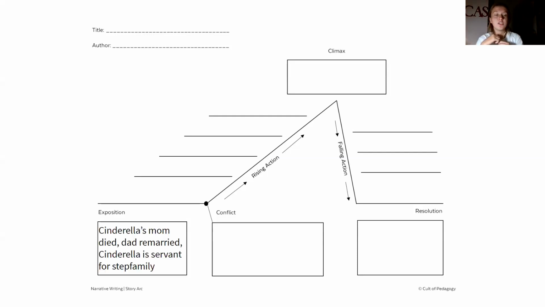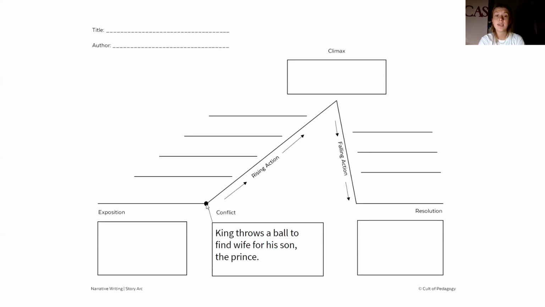So the exposition, aka what is normal, right? So Cinderella's mom died when she was little. The dad remarried to her new stepmother, and Cinderella's a servant for the stepfamily, right? That one's pretty clear. Everyone kind of knows that story. So up here, what's the inciting incident? Well, the inciting incident is that the king throws a ball to find a wife for his son, the prince, right? And that's what sends everybody into a frenzy.